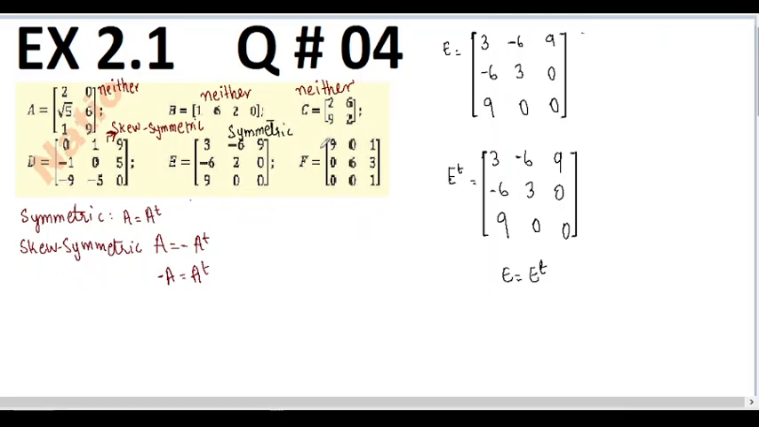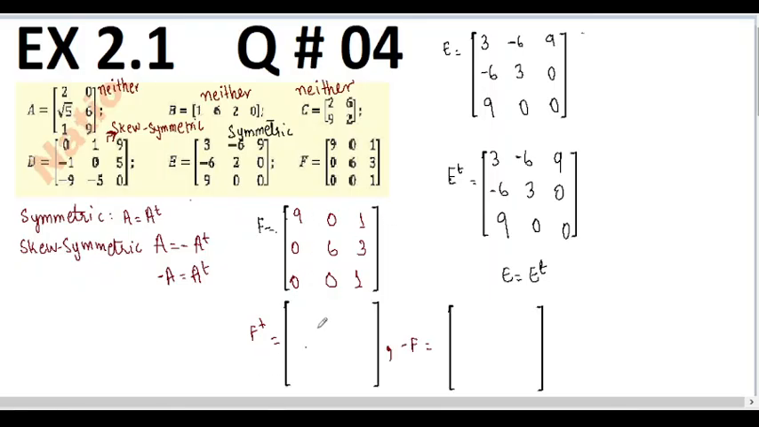Now we have to find this for the F part. F part is 9, 0, 1, 0, 6, 3 and 0, 0, 1. Now we have to find F transpose. F transpose equals, the first row is changed into the first column, so we get 9, 0, 1. The second row into the second column, 0, 6, 3. And the third row into the third column, 0, 0, 1.